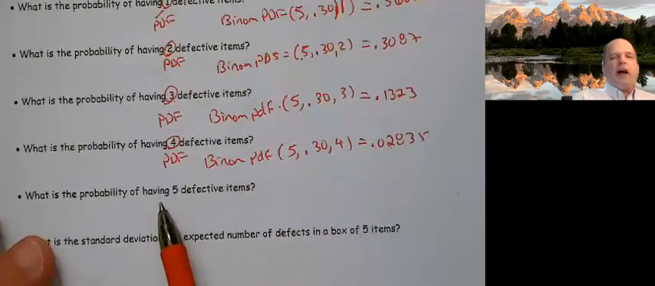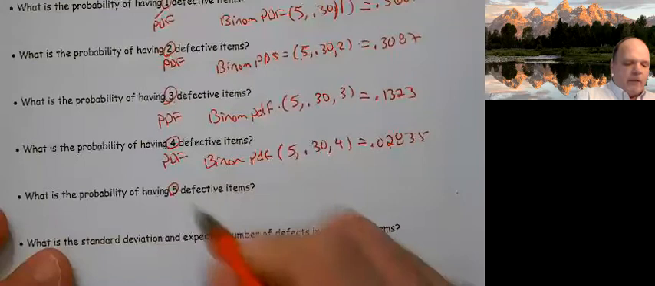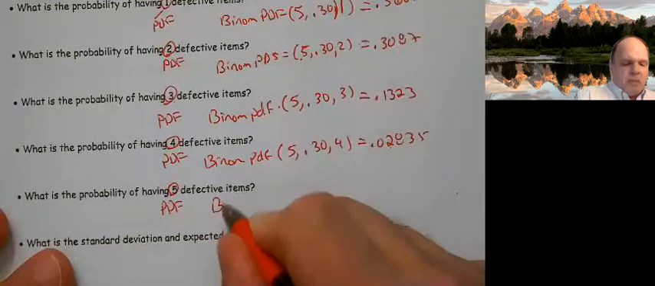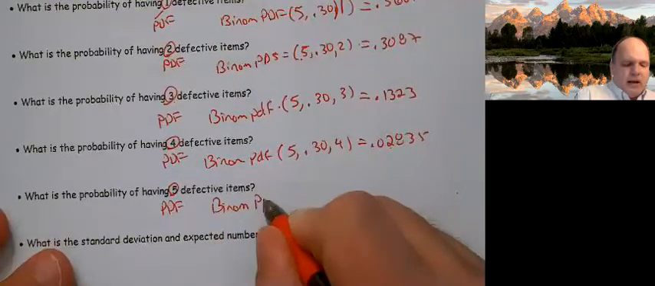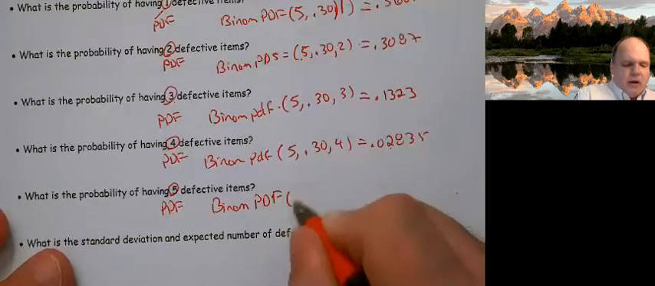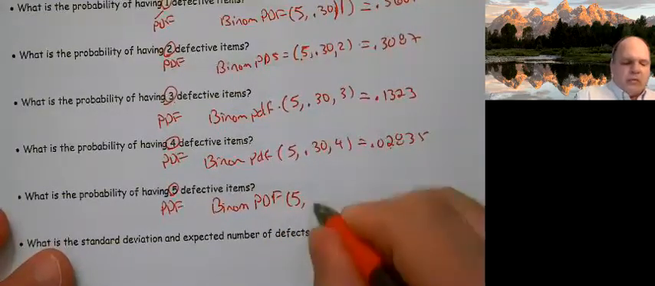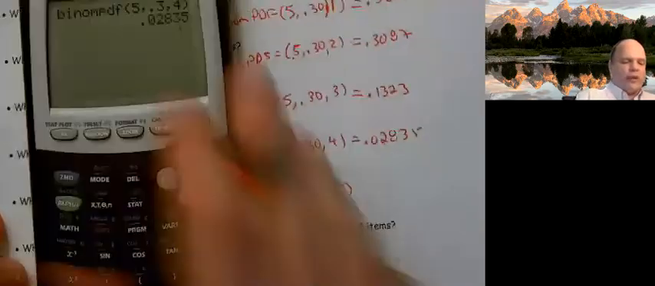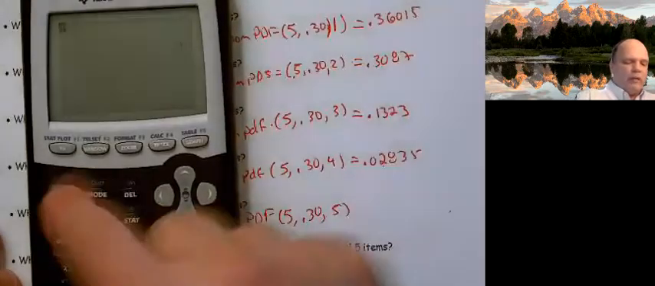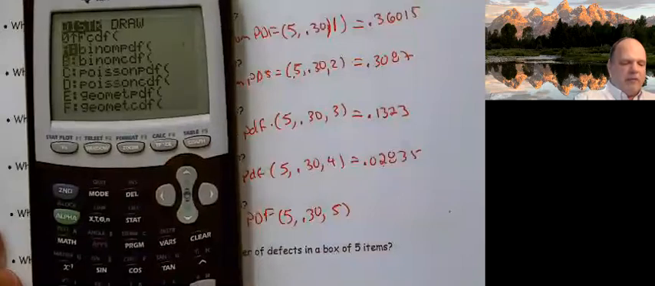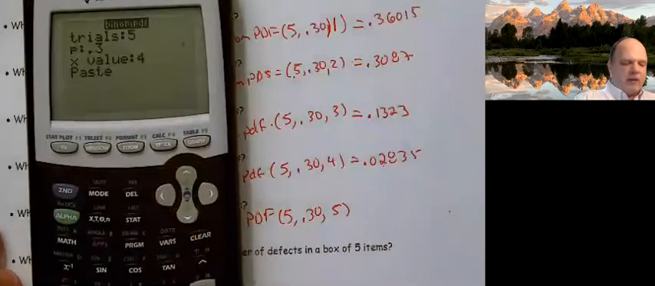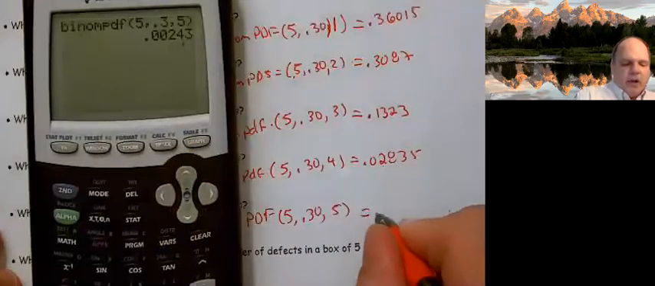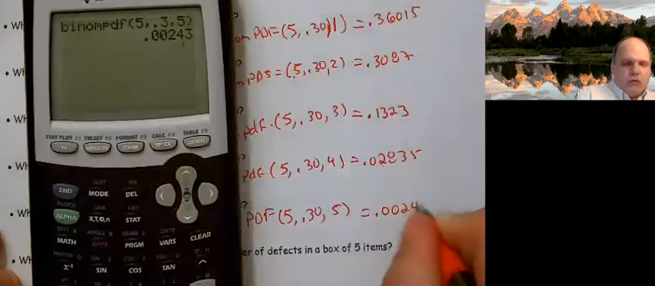What is the probability of having 5 defective items? So basically 5 out of 5. Again, it's a specific value, even though it's all of them, so it's a PDF. So this is a binomial PDF. 5 trials, probability of success is 0.3 out of 5. So we want 5 successes. Second VARS, binomial PDF. Trials is 5, or X value is 5. And the probability that we get 5 out of 5 is 0.00243.